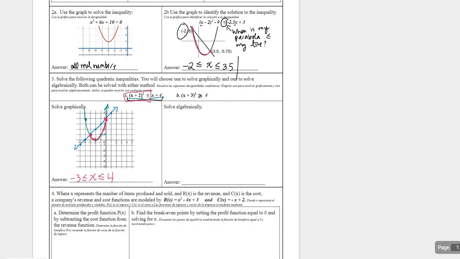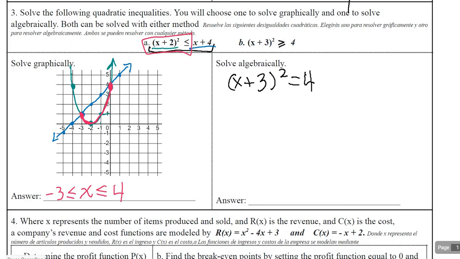I have x plus 3 squared is greater than or equal to 4. So to solve this algebraically, I'm going to set the two equal to one another. It's going to be x plus 3 squared is equal to 4. Right now I'm finding my boundary points.